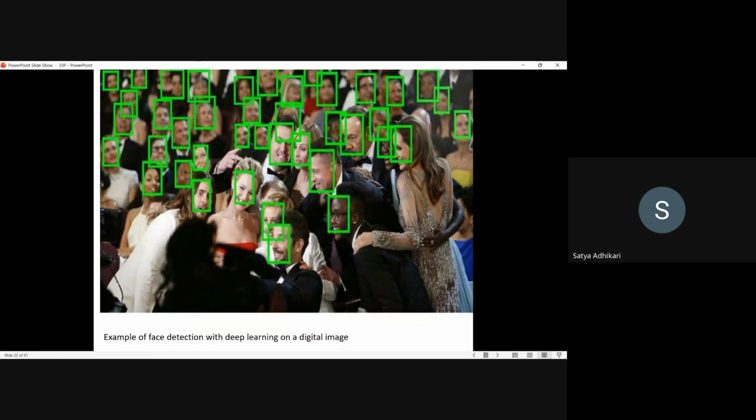You see, this is an example of face detection. So this is an example of head detection with deep learning on a digital image. Here it detects the face in an image, drawing the rectangle.